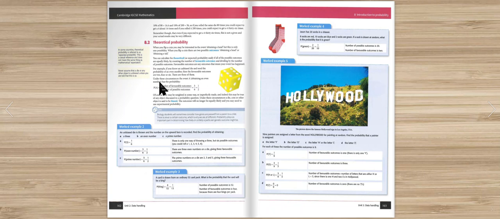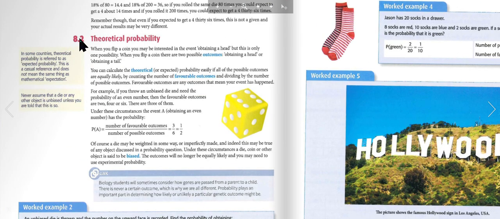So today we're going to be learning about lesson 8.2, theoretical probability. Let's start. When you flip a coin, you may be interested in the event obtaining a head, but this is only one possibility. When you flip a coin, there are two possible outcomes: obtaining a head or obtaining a tail. You can calculate the theoretical or expected probability easily if all the possible outcomes are equally likely by counting the number of favorable outcomes and dividing by the number of possible outcomes.